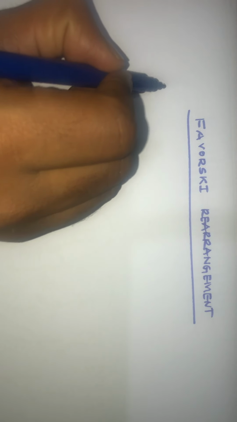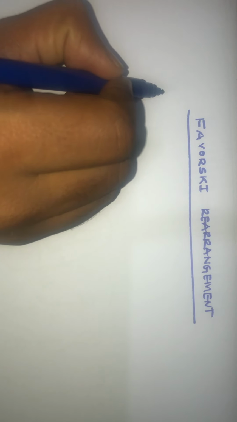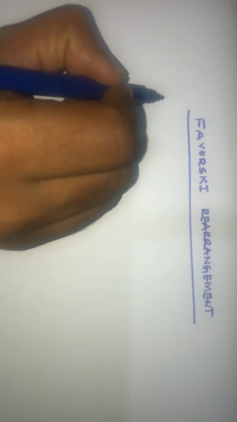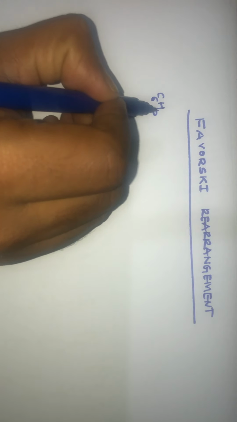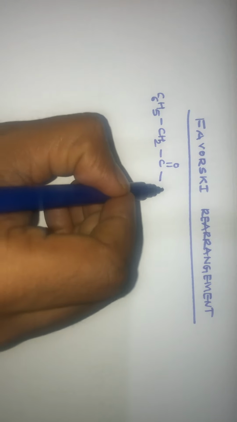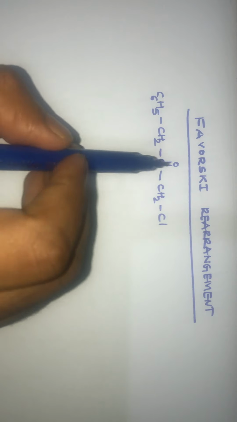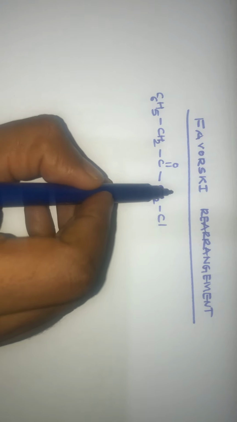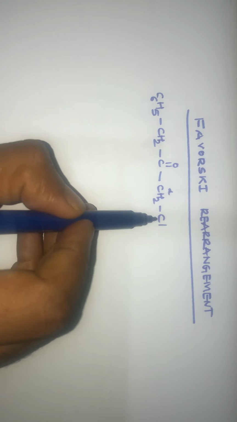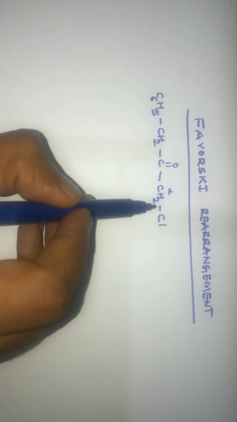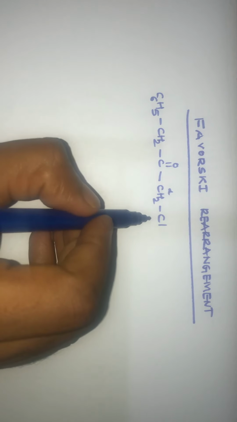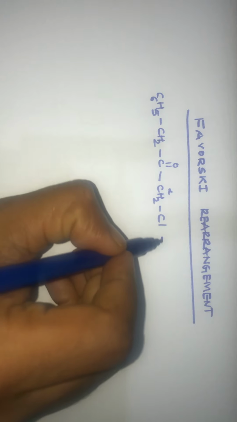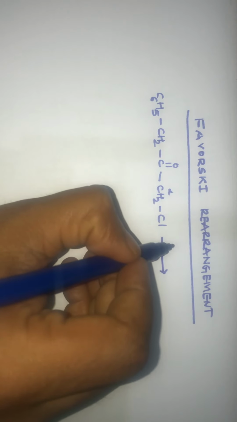So we'll just take an example of an alpha haloketone. Let us see what this alpha haloketone is first. C6H5, CH2, C double bond O, CH2Cl. This is a ketone group. The next carbon is called the alpha carbon. On the alpha carbon there is a halogen attached. So this is called an alpha haloketone. This is an alpha haloketone in presence of an alkoxide ion.